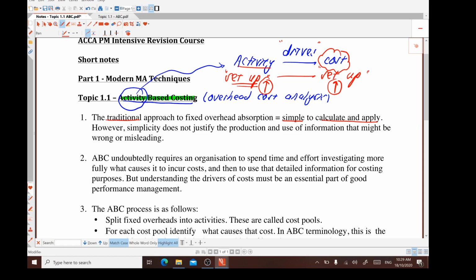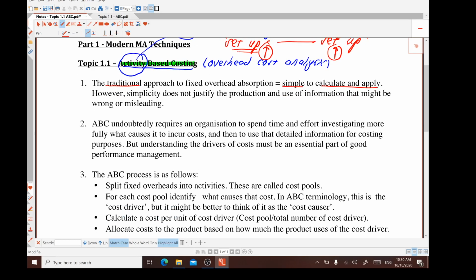These are the examples for it. So it covers a wider scope as compared to traditional. Now, because of these, we believe that the use of ABC will result in a more accurate assessment or analysis of the overhead cost. All right, so here comes the second point.